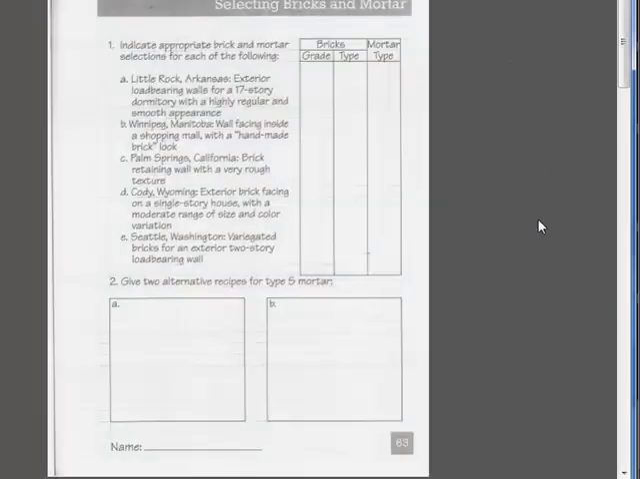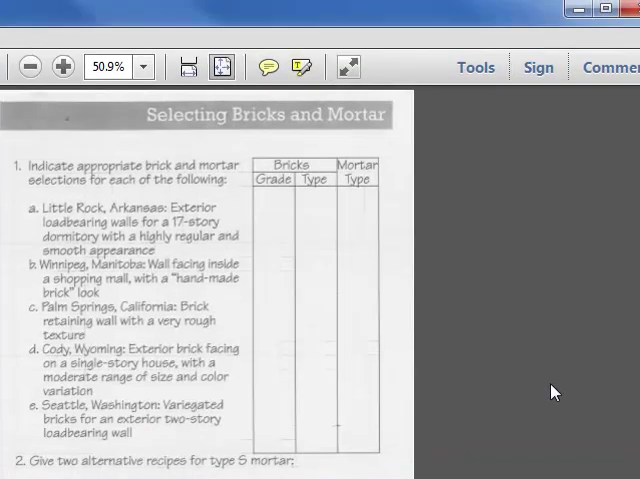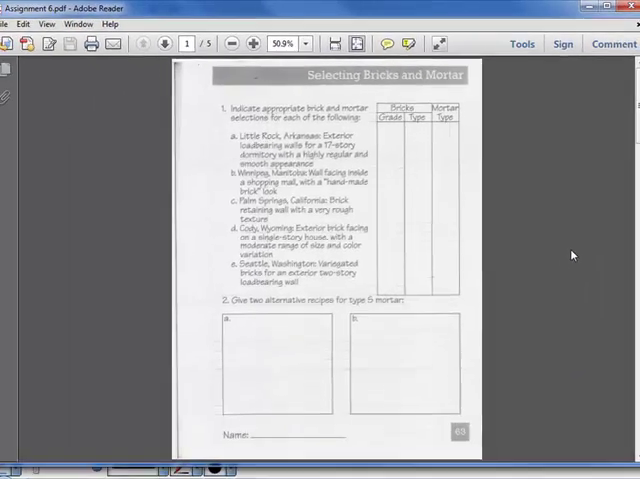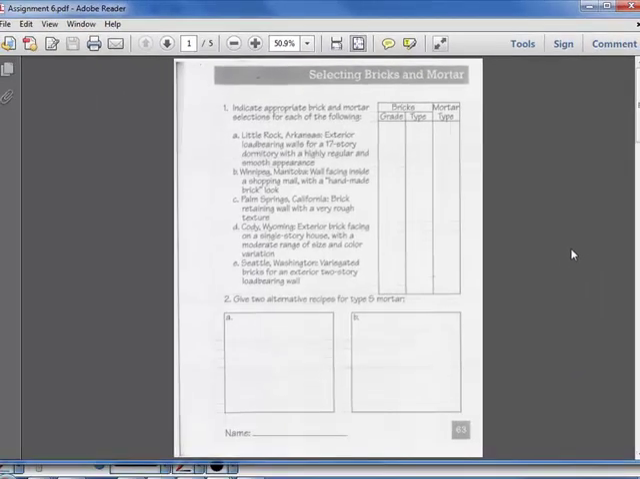There we go. Okay, so for your first, Little Rock, Arkansas, the grade would be SW. So then what type do you think? And you can find that probably in 8.15, maybe? Or if you look over here on brick type, the last paragraph on 310. I think so. That would be FBX, because they want it to be a regular, smooth appearance. And that's what it says. FBX bricks have more stringent limits on appearance characteristics and are intended for masonry work with very thin joints.